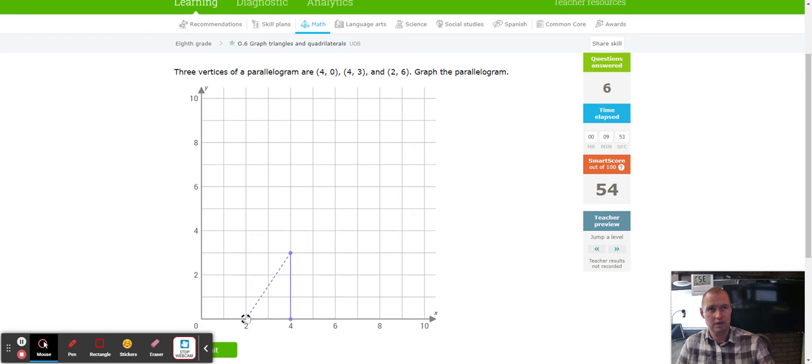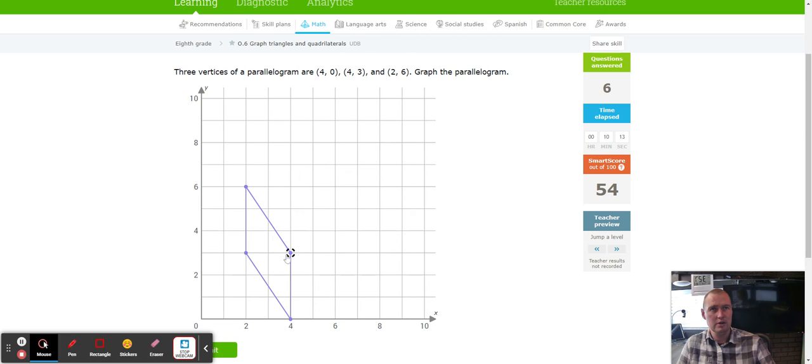2 and 6. Right 2, up 6. And we are creating a parallelogram, which means the sides must be parallel to each other. And it looks like this right here. It actually looks like a rhombus too. So a parallelogram is a rhombus. So remember these rules. So parallelogram is also a rhombus.